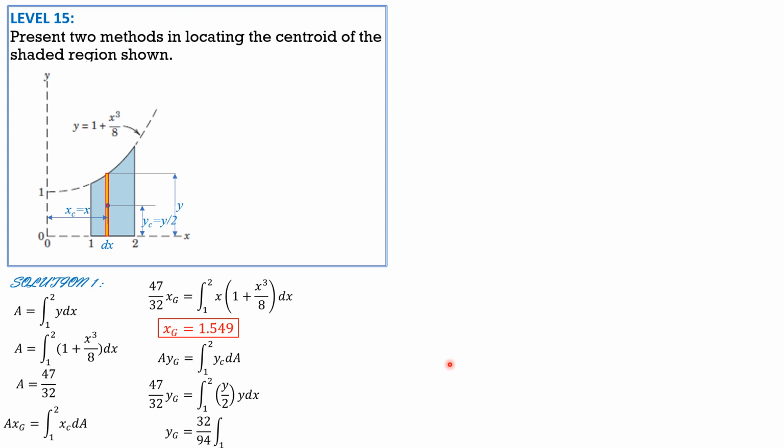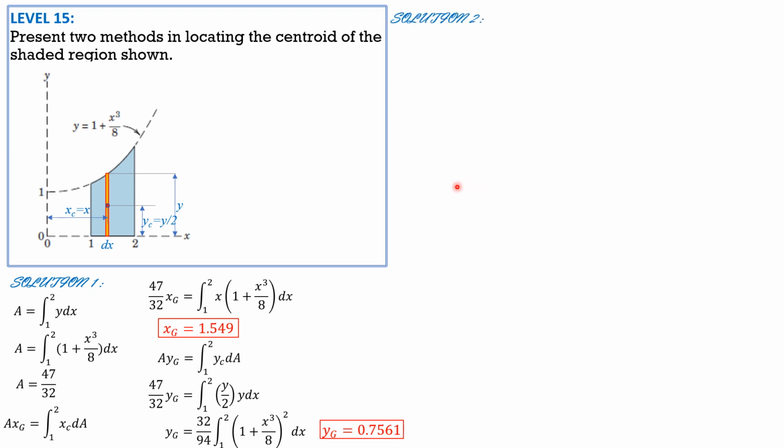32 over 94 integral of y squared from 1 to 2. And y is 1 plus x cubed over 8, then quantity squared dx. So using the high-tech calculator, yg is 0.7561. So that's it for the first method.